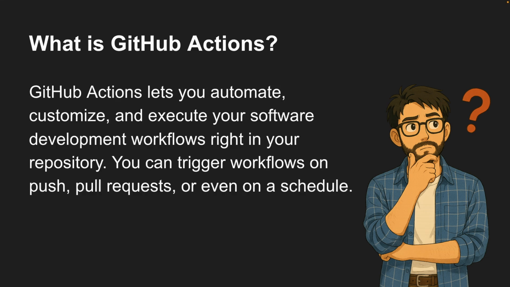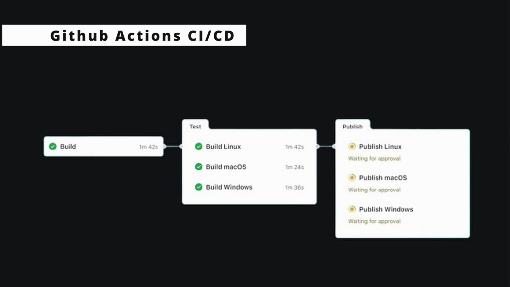So firstly, what is GitHub Actions? GitHub Actions lets you automate, customize, and execute your software development workflows right in your repository. You can trigger workflows on push, pull request, or even on a schedule. In simple terms, it's like telling GitHub, hey, every time I push code, run my tests automatically. Oh, and deploy my code too if all the tests pass.